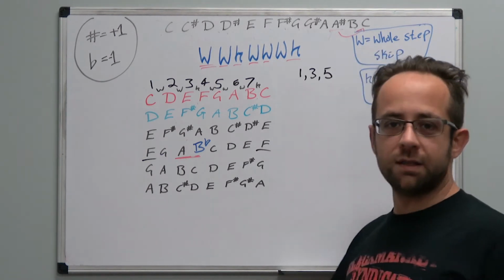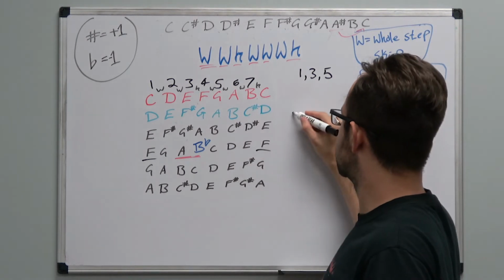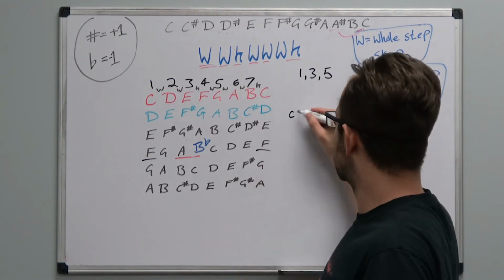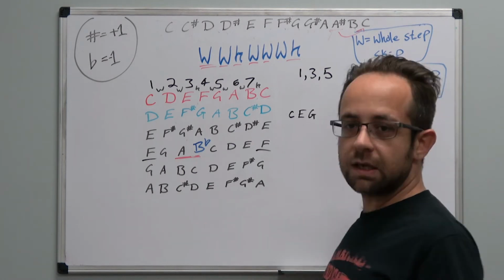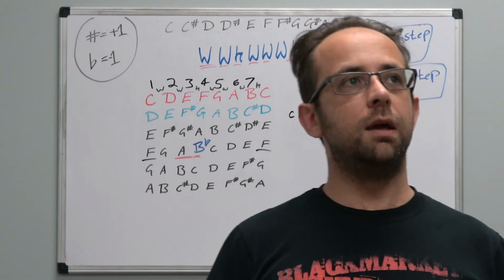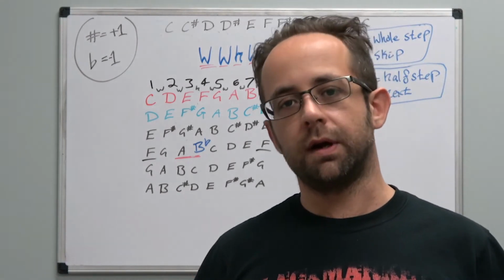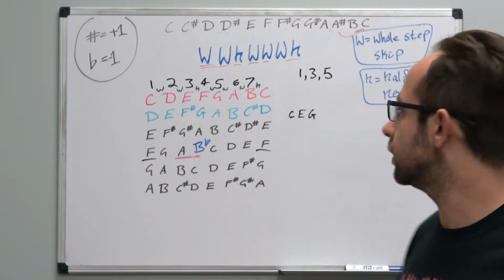The way to make a C chord is you go to the C scale and you take the first note, C, the third note, E, and the fifth note, G. C, E, G, that's a C chord. Any combination of those notes. It doesn't matter what order they're in, nothing matters except if it's a C, an E, and a G, it's a C chord. Cool.